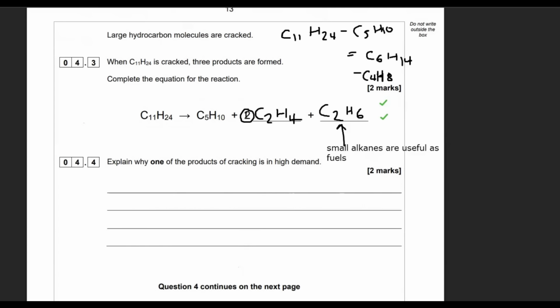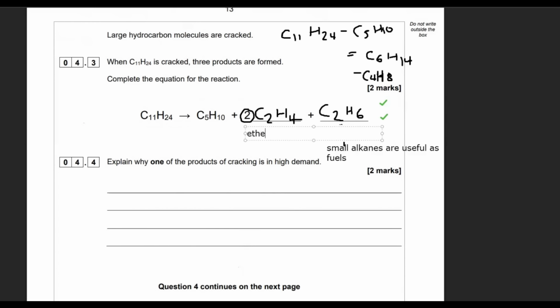And then you've got the alkenes. How do we know this is an alkene? Because it's not CnH2n+2. You only have double the hydrogen of the carbon, then you know you're dealing with an alkene. So this is an alkene, this is an alkene. If it was an alkane, it would be CnH2n+2, so it'd be C5H12, and this would be C2H6. That'd be ethane. This is actually ethene, okay?